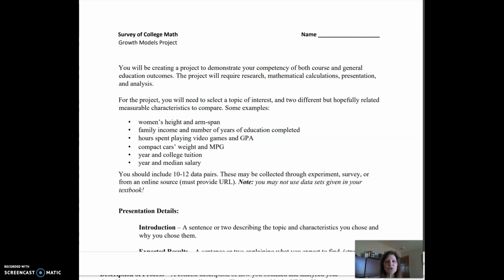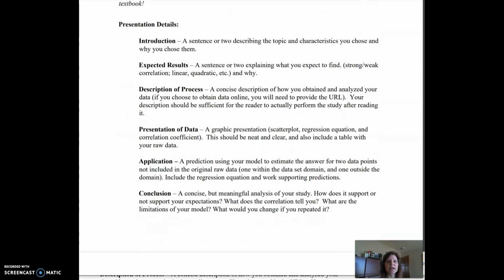Okay, so we go collect some data, and then what are we going to do with it? Well, you're going to make a presentation for me. You're going to give me an introduction. What are you looking at and why? What was the whole point of looking at this besides the teacher told me to? Then you're going to tell me what you expect to find. Do you think there's going to be a connection between this data, or do you think, I'm probably not very optimistic, I don't think there's a real connection here at all?